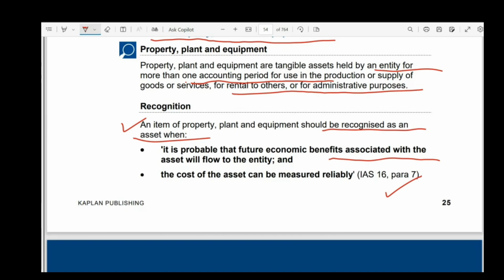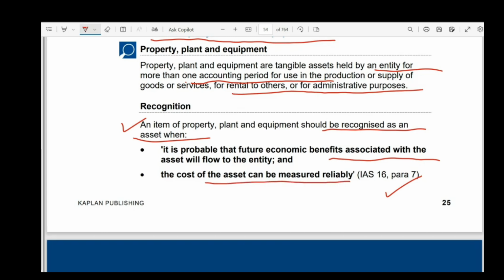The future probable economic benefits associated with the assets. This is the main thing. These are the keywords you have to remember: when you write probable with the future economic benefit associated with the asset, you will gain a mark. So the marker is looking for the key points, whether you are aware of this complete procedure, the complete process for the recognition of assets.